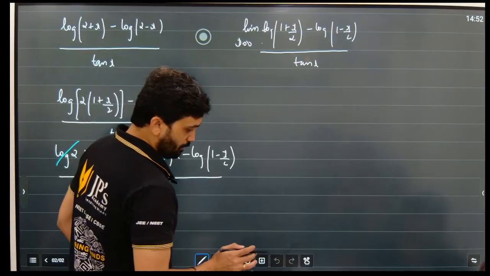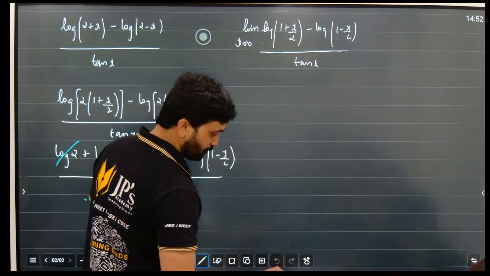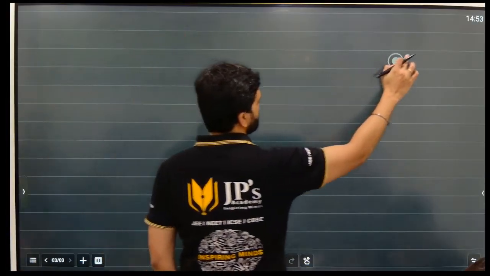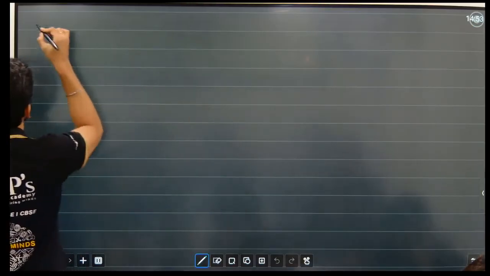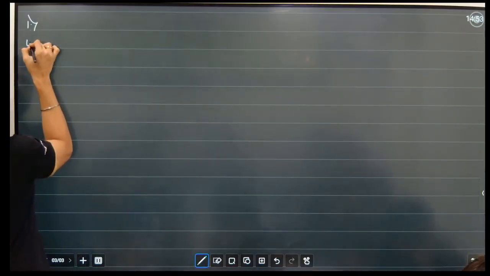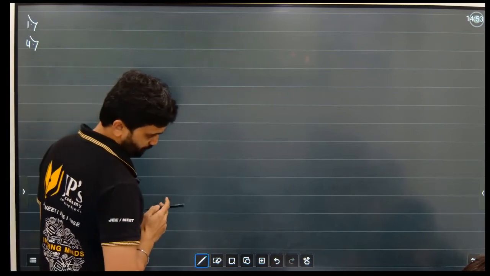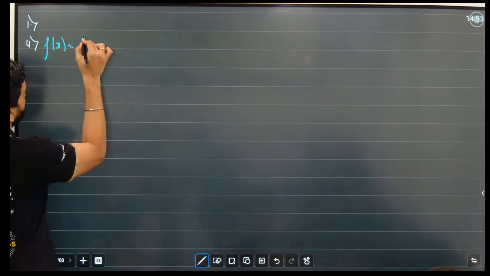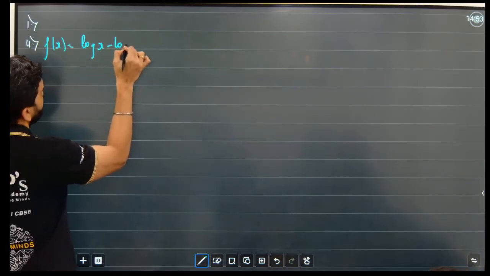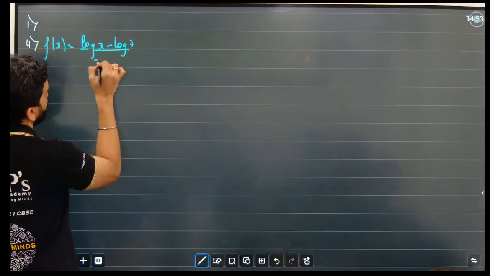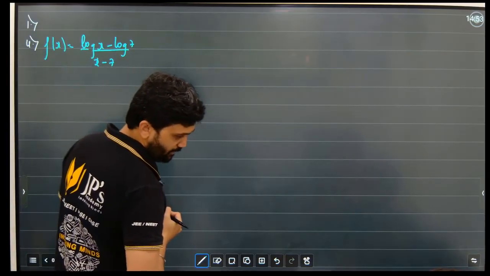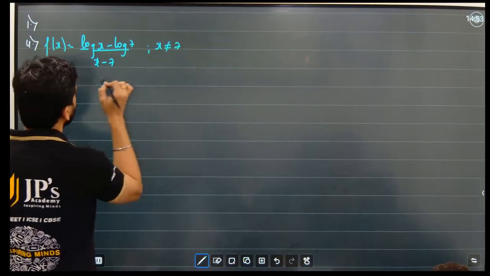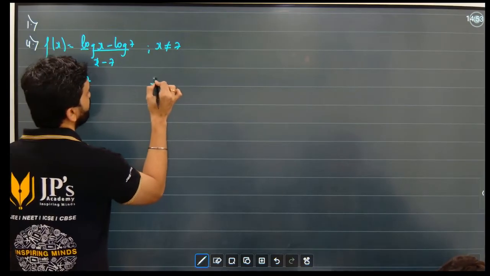Now question number 4th. First exercise, question number 4th. From the booklet, first exercise question number 4th, a very important sum. A very important sum. I'll just write the question. f of x is equal to log x minus log 7 upon x minus 7, where x is not equal to 7, is equal to 7 when x is equal to 7.